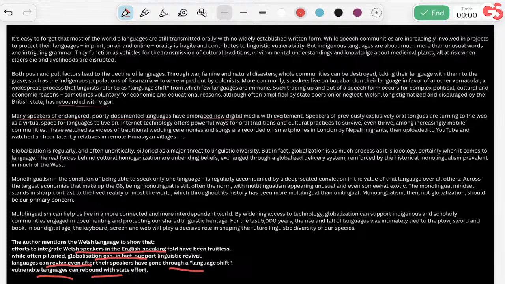Why? See, because it says some few languages are immune. Such trading up and out of a speech form occurs for complex political, cultural, and economic reasons. Okay, so here we can probably answer the question.